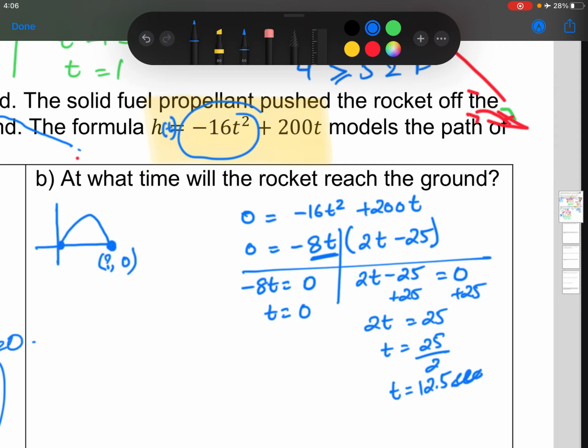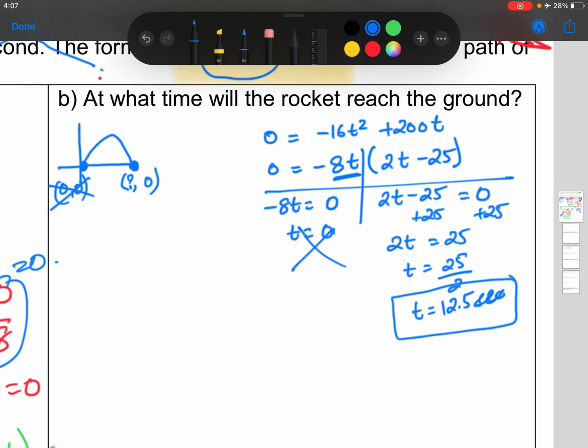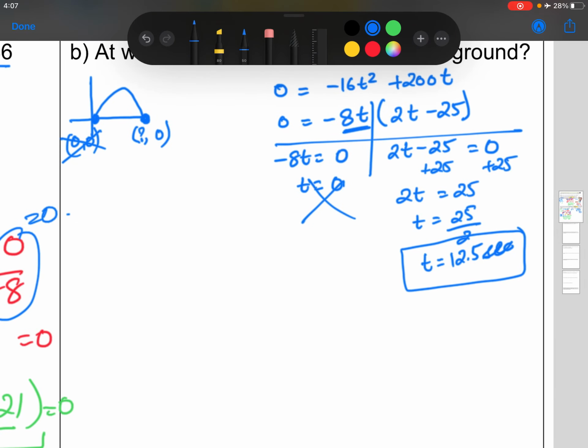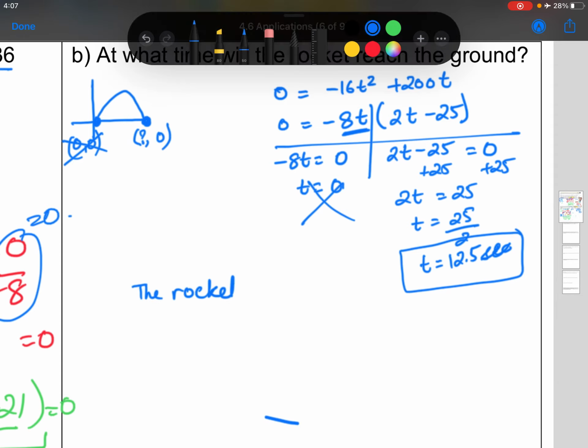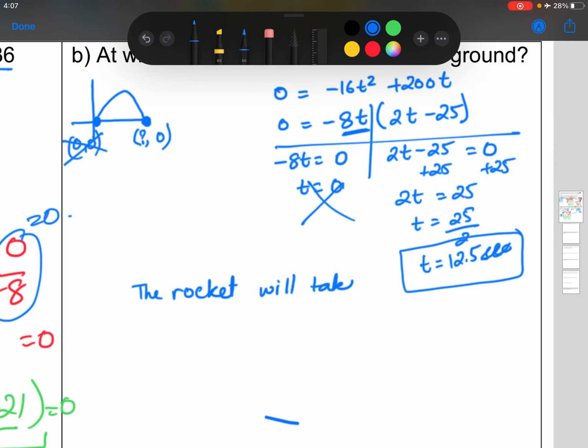Okay, now going back to the picture. At 0, when we launch the rocket, that's 0, right? That's 0, 0. So I really don't need this. This is my point. After 12.5 seconds, it will reach the ground because the first point we have to ignore. We're not asking when it will be 0, right? We're asking after launching it, how long until it actually hits the ground. So the rocket, let's write this down. The rocket will take 12.5 seconds to reach the ground.